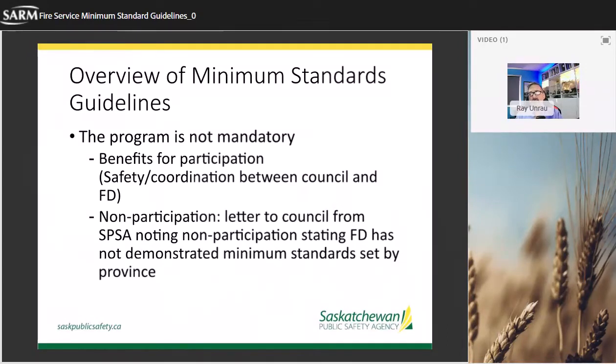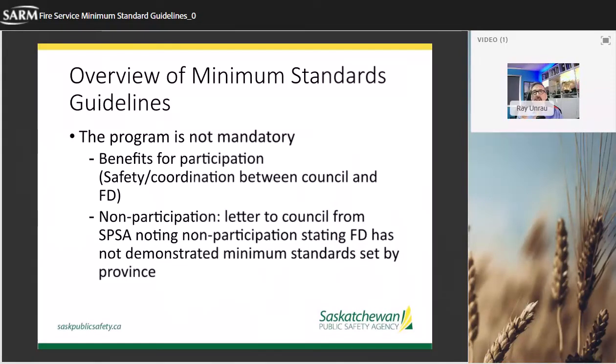So non-participation, what that means is that once the onboarding period is over, just scanning my slides here, I'll bring that up in a couple of slides.